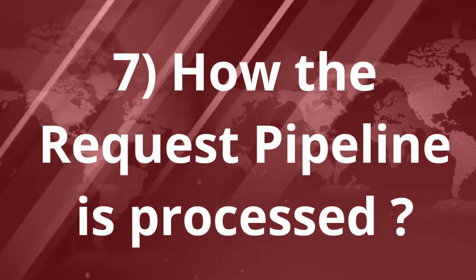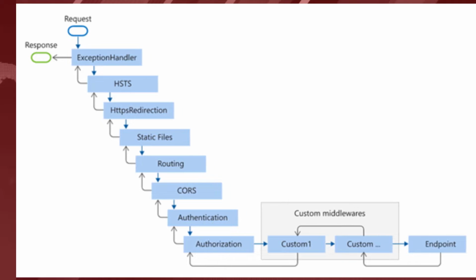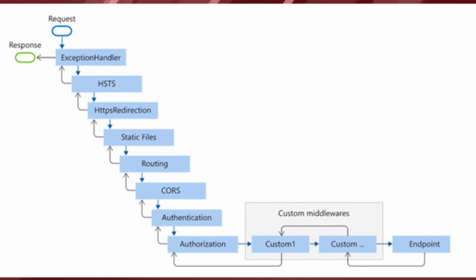Question number 7. How is the request pipeline processed? As you can see, first the request is passed through various middlewares. First it crosses the exception handler, HSTS and HTTPS redirection. Then it will go to the static files, and then to routing and CORS, cross-origin resource sharing, and authentication, then authorization. And if you have any custom middlewares, then it will go through that process and give the response in the same manner in which we have processed.